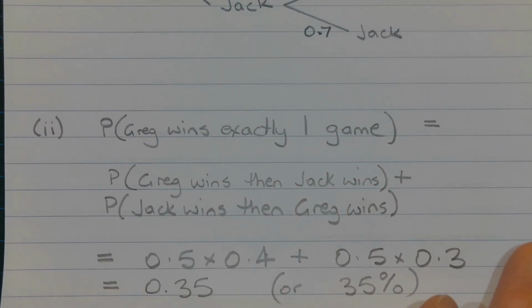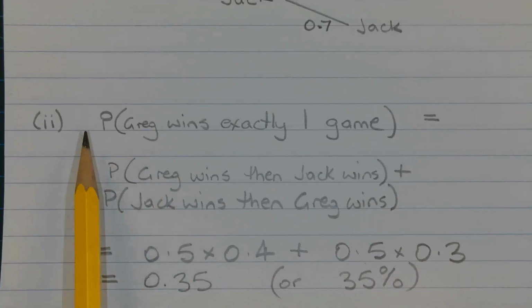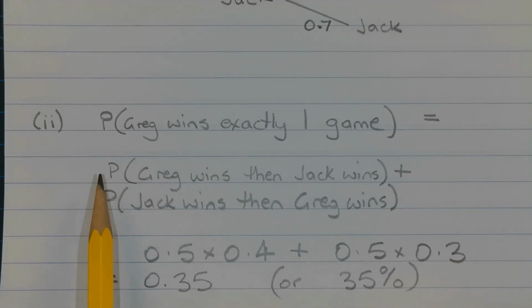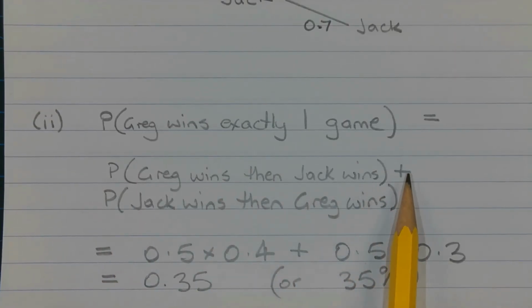Now, looking at the solution, the probability that Greg wins exactly one game is equal to the probability that Greg wins the first round and then Jack wins the second round, plus the probability that Jack wins the first round and then Greg wins the second round. So multiplying along the relevant branches of the tree diagram, we have 0.5 times 0.4 plus 0.5 times 0.3, and that equals 0.35 or 35%.